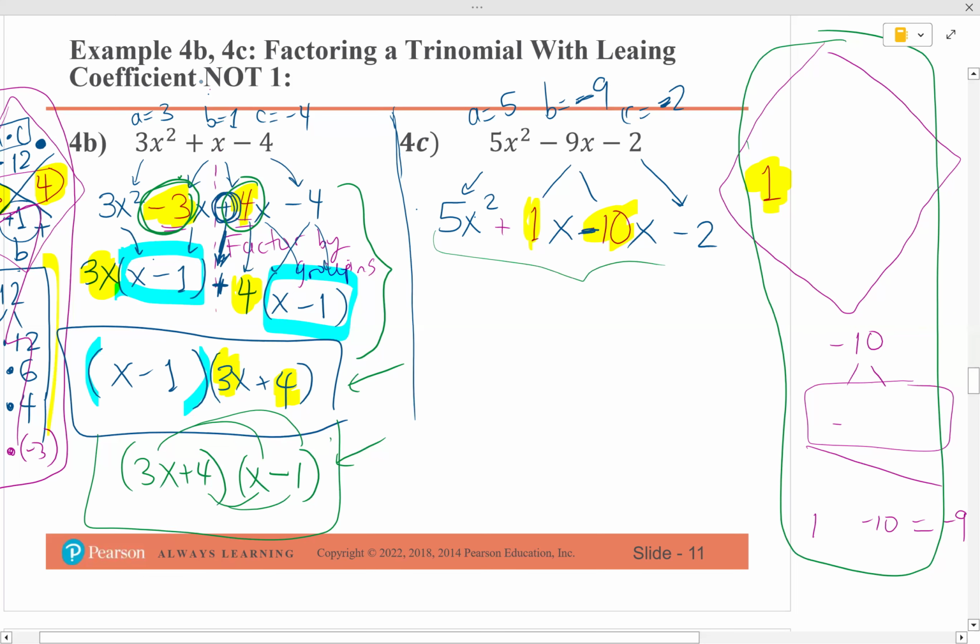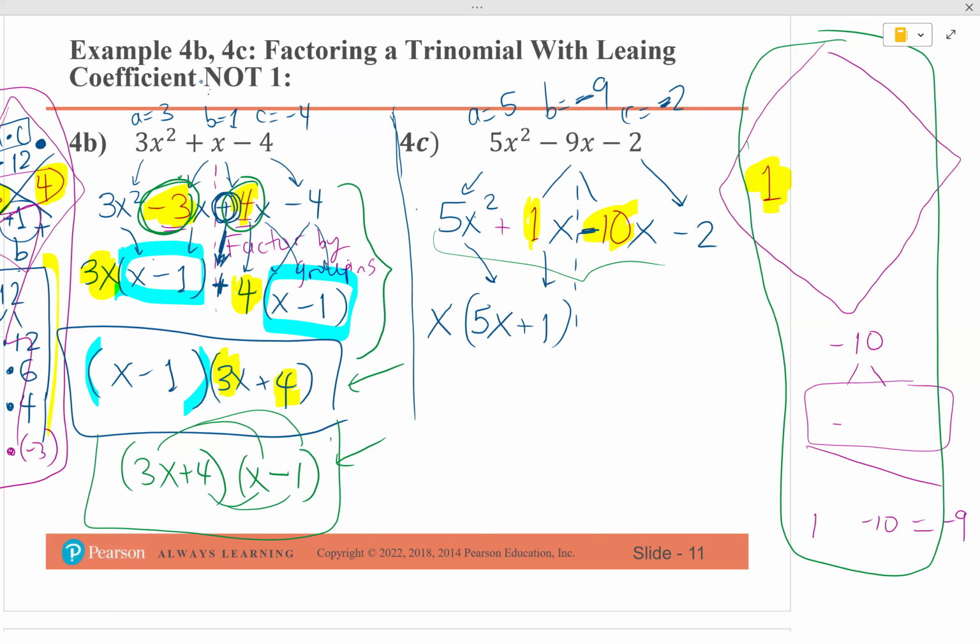All right. Now I'm going to split it down the middle and factor by grouping. Between the first and the second term, only an x is in common. If I take x out, x times what is 5x squared? Okay, that would be 5x. X times what is 1x? I guess just 1, right?